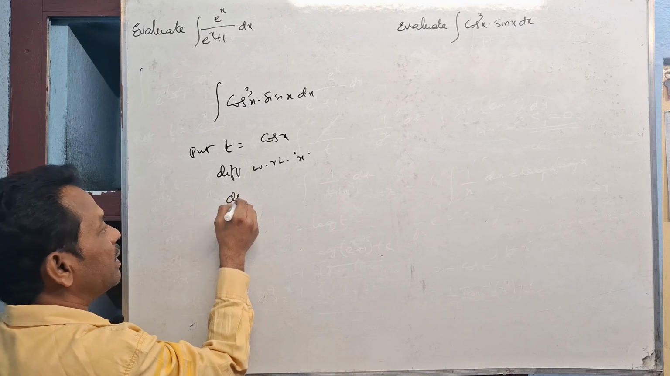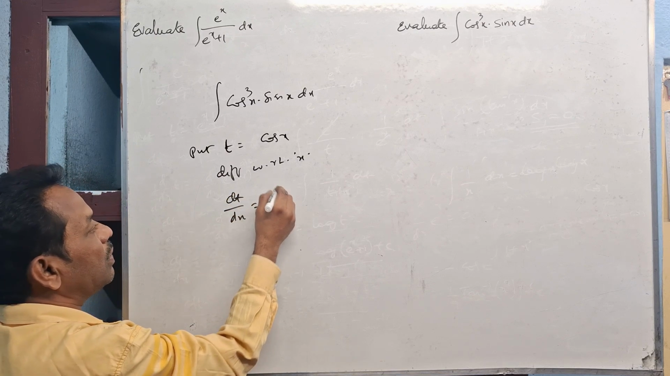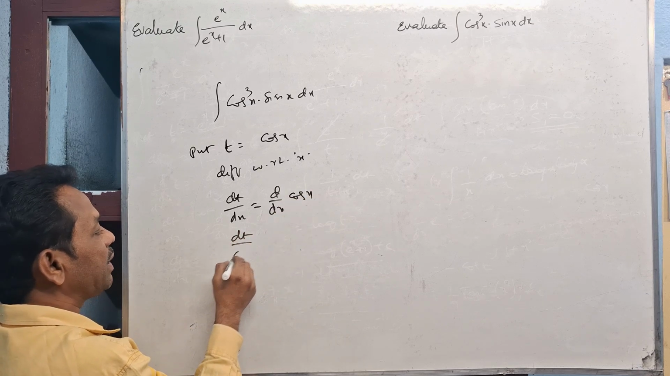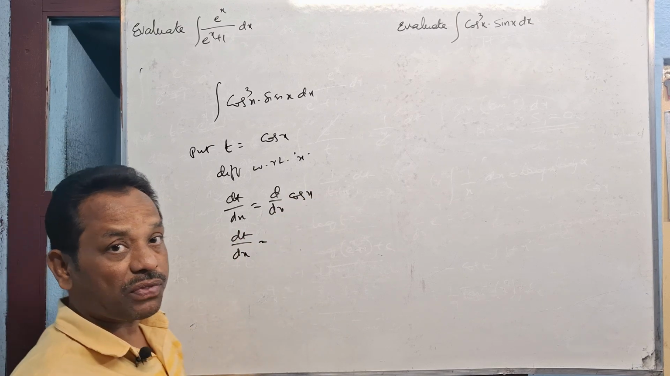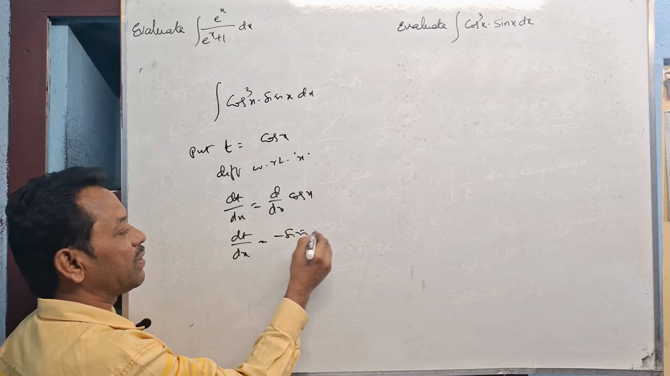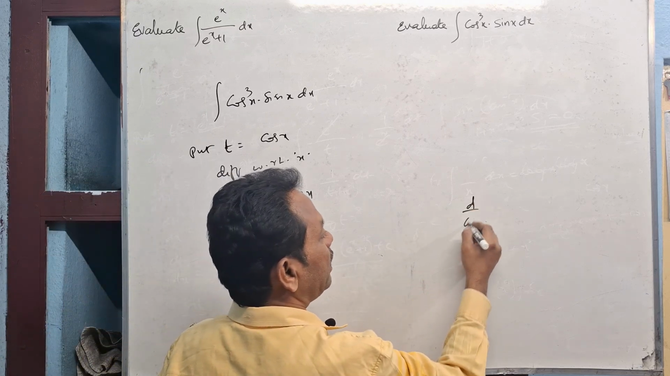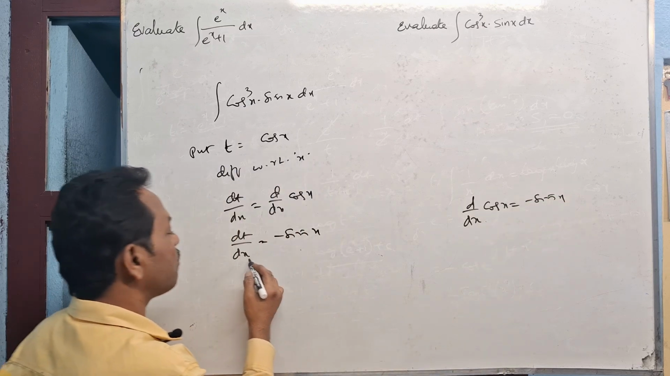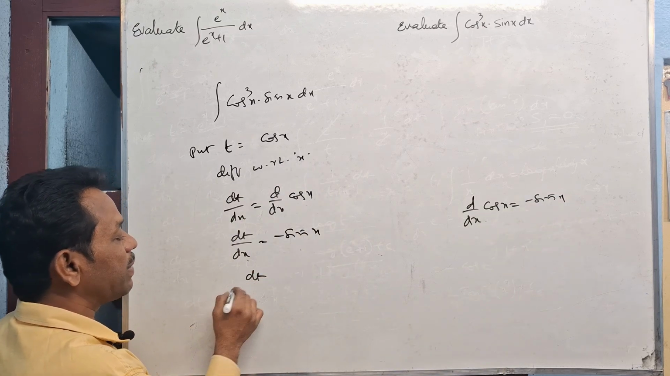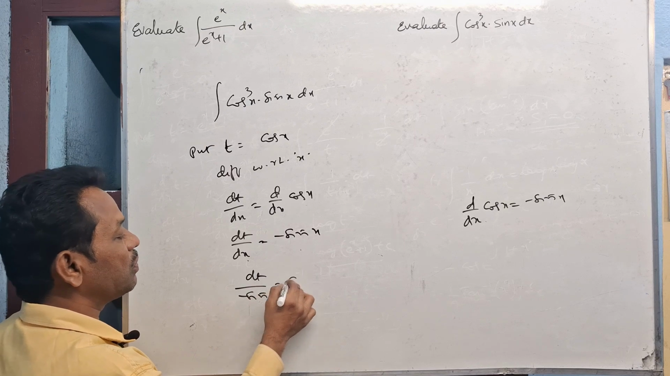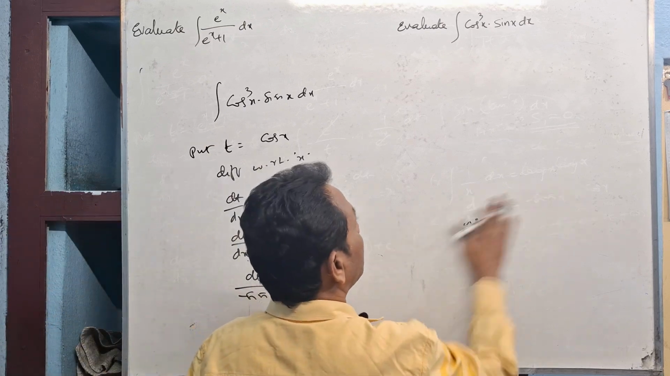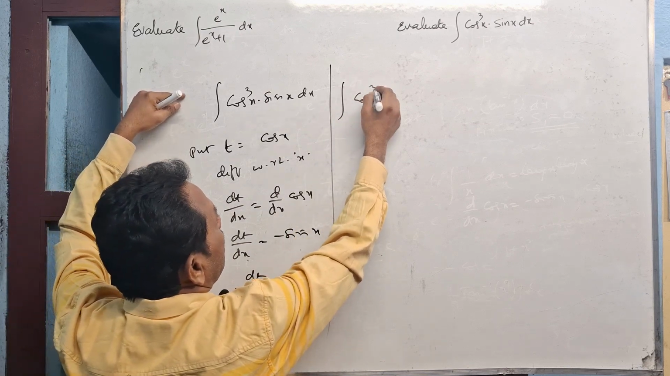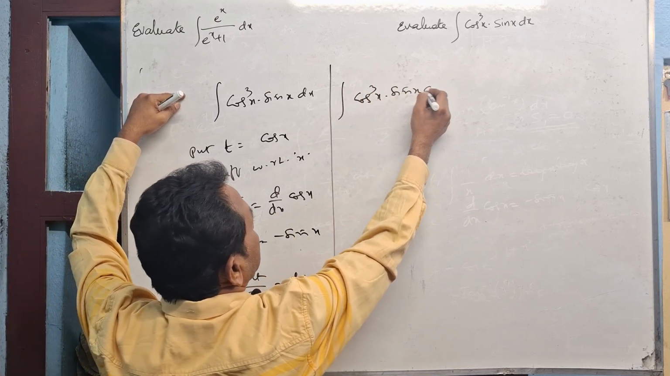So here we'll get dt by dx equal to d by dx of cos x. The derivative of cos x is minus sin x. So go for cross multiplication here. So dt by minus sin x gives you dx. Now let us go for the question. Our question is integration of cos cube x into sin x dx.